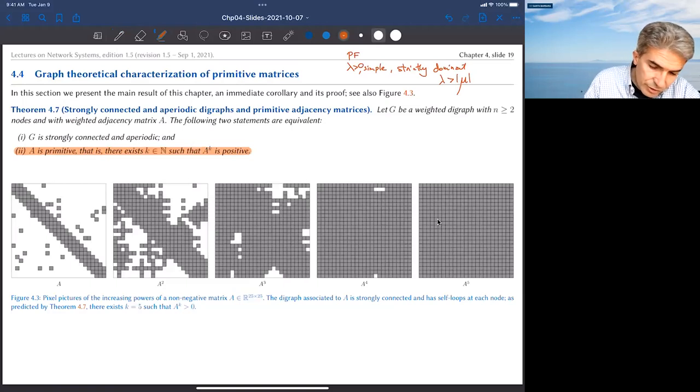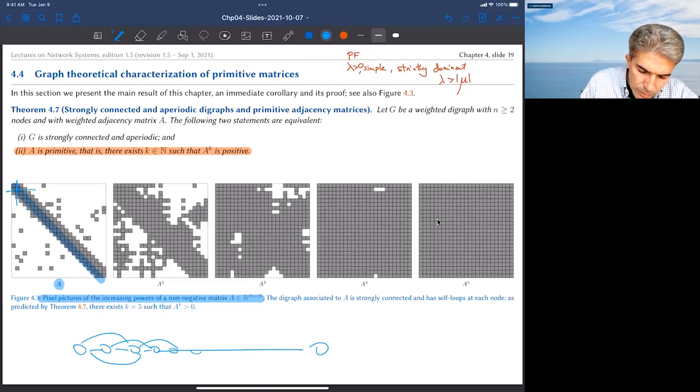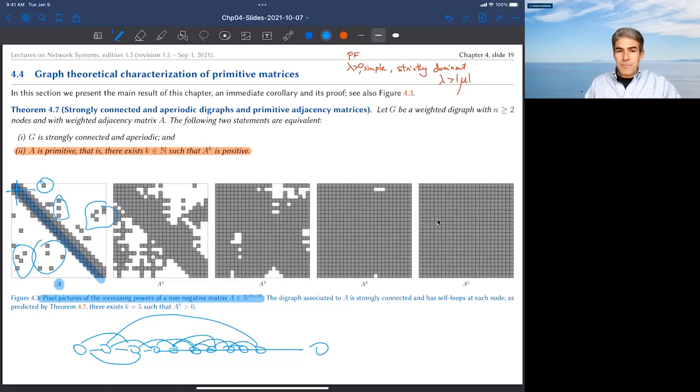Here I have a figure. In this figure, I have a pixel picture of the increasing powers of a non-negative matrix of dimension 25. As you see, the original matrix A is rather sparse, and there are self-loops. Intuitively, if you were to take all of these 25 nodes and lay them out on a line, every node is connected; for example, node 2 is connected to the one before and two after. You would see paths of length 1 and paths of length 2. Sorry, my picture here isn't great. Also, I have added some random links of longer length, some jumps, some links that go further.